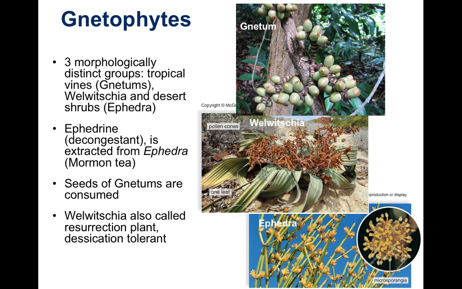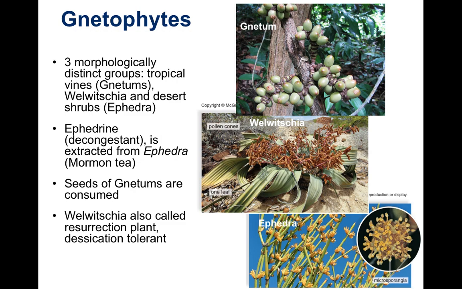The final group are called the Ephedra family. These make up a bunch of desert shrubs. They grow in the American Southwest. They grow in Mexico. And this is called Ephedra. You can see they have this really unique structure here. This is the microsporangia that's being borne directly on the branches.